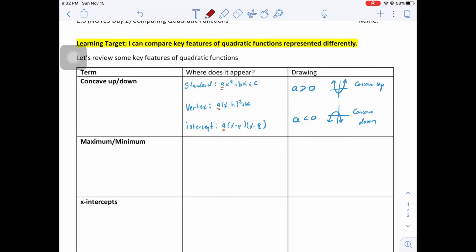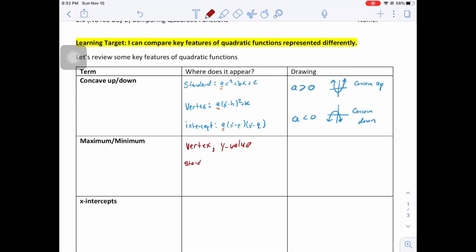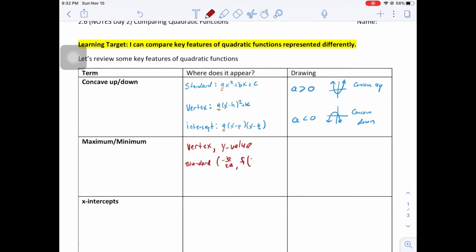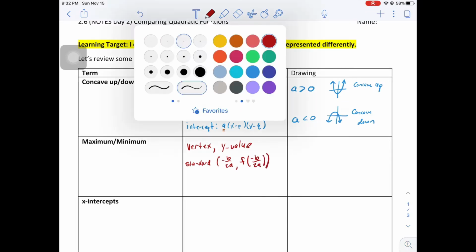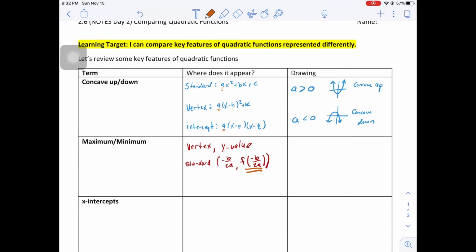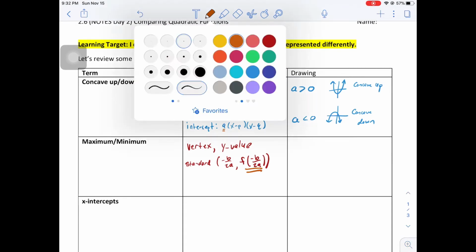Alright? Next thing we have to look at is the maximum and minimum points. This appears in the vertex. Specifically, it's the y value of the vertex. So, if we have something in standard form, then our vertex, as we know, is negative b over 2a. That would be the x value. And then to plug that in is where we would get the y value. So f of negative b over 2a would be the maximum. And it's specifically just that y value.